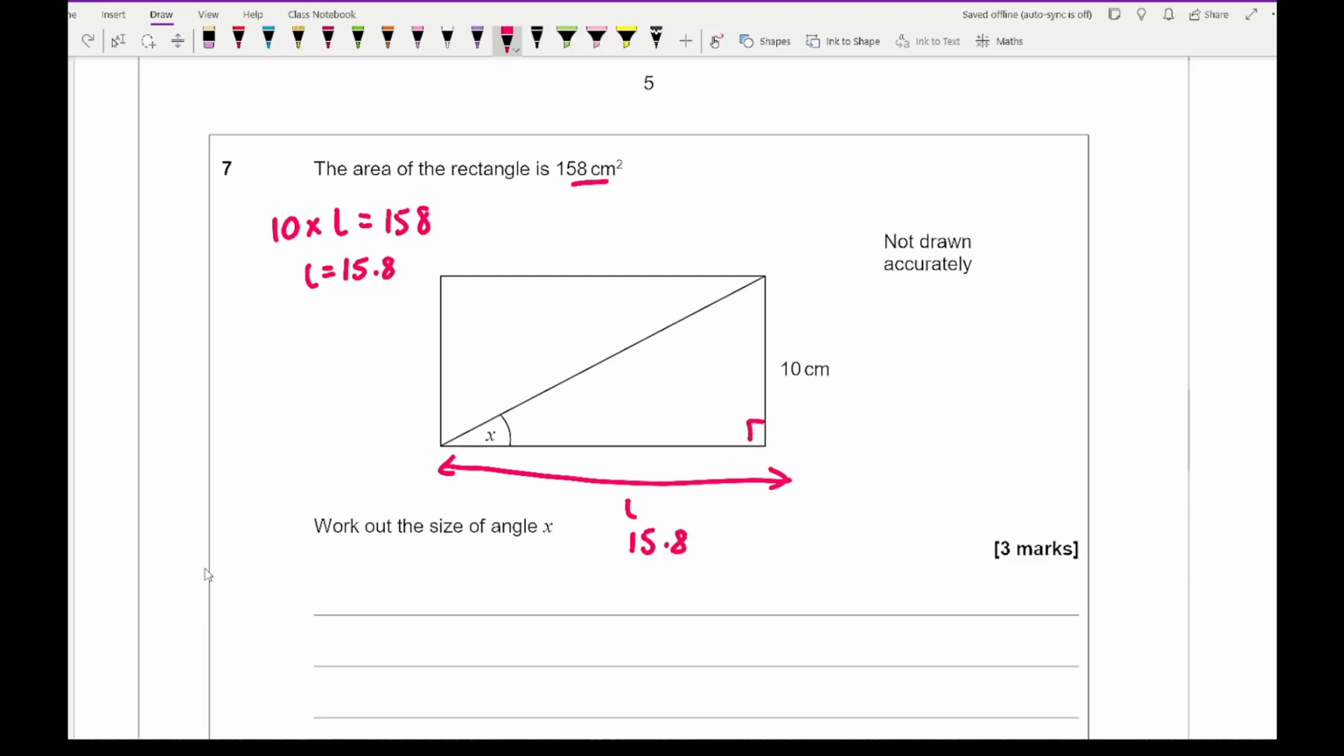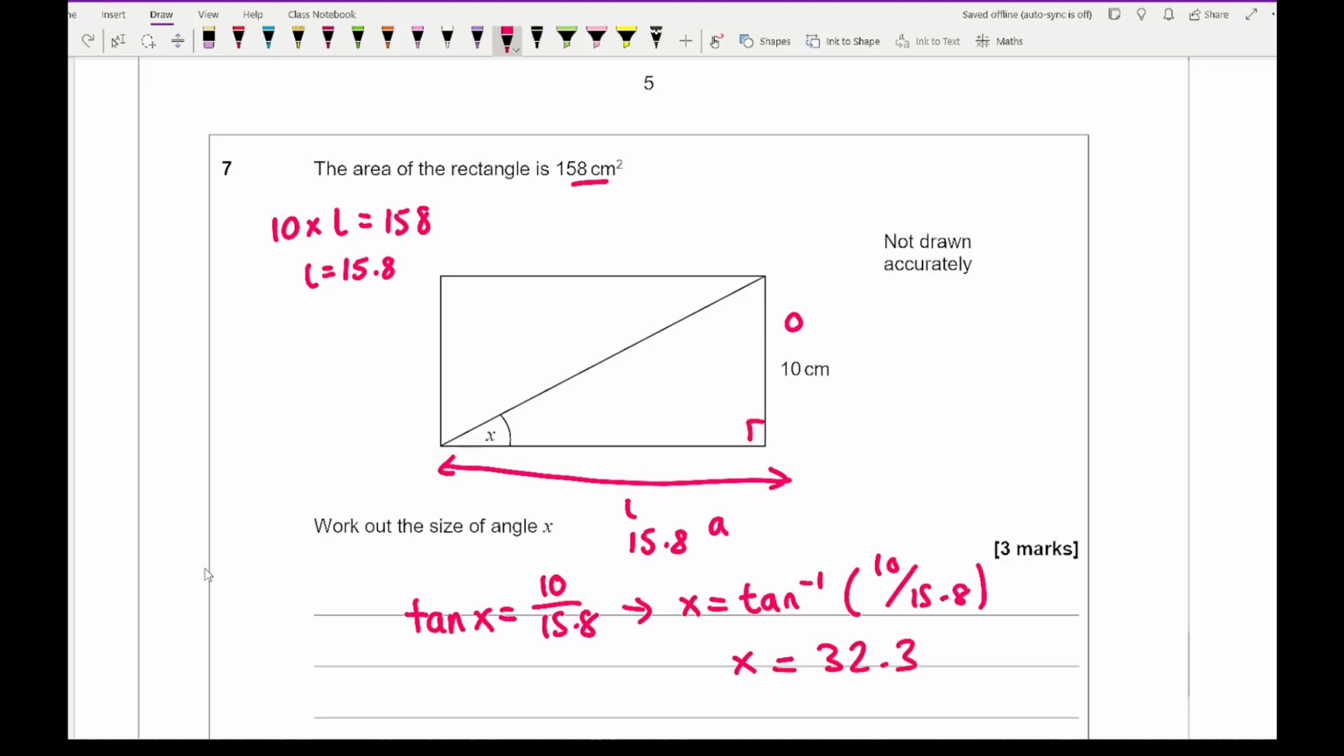So then, knowing it's a rectangle, I've got a right angle, I'm going to use SOHCAHTOA trig to work out x. So this is the opposite, this is the adjacent, so I'm going to be using tan. So I've got tan x equals the opposite over the adjacent. So then x equals the inverse of tan of 10 over 15.8. And if I type that all into my calculator, I get an x value of 32.3, and that's to 1 decimal place.